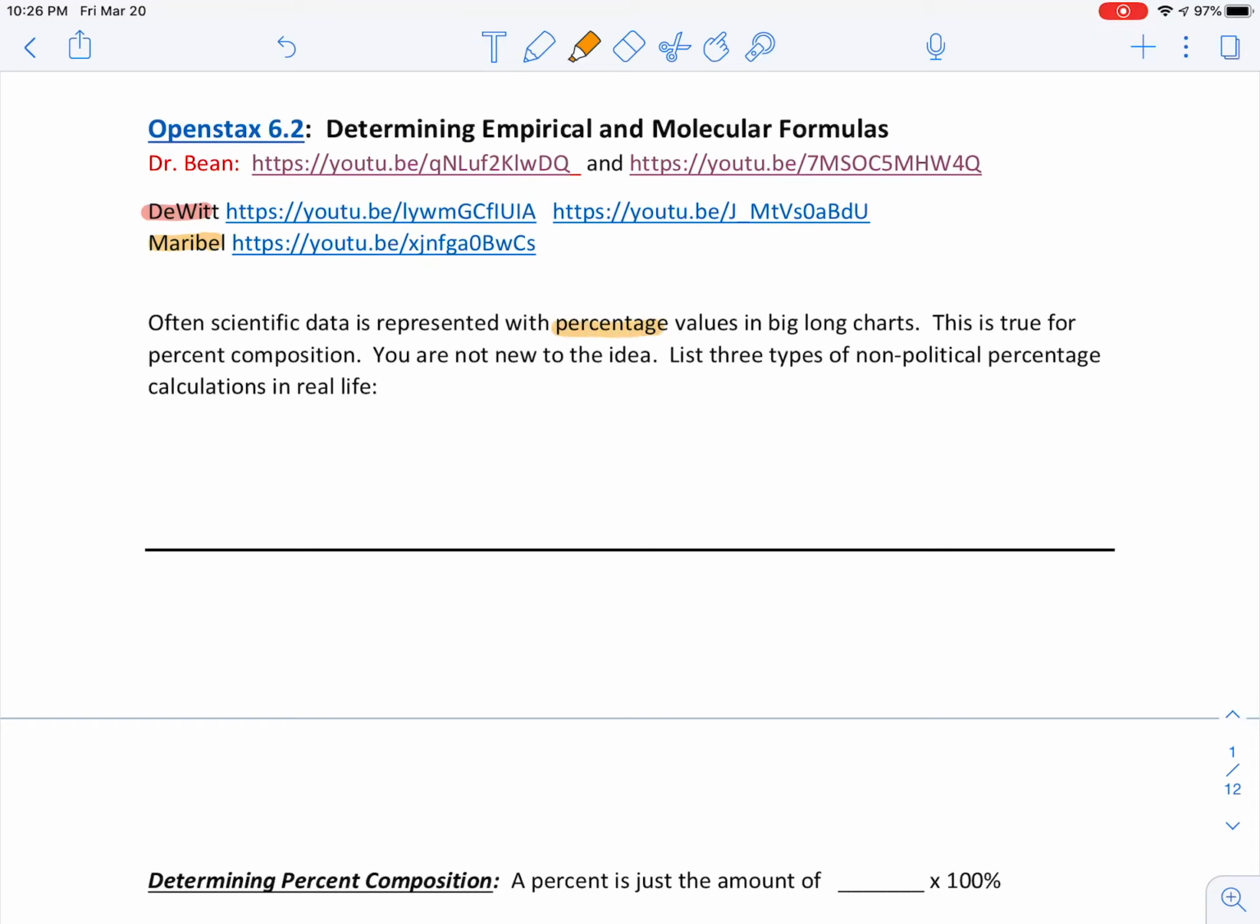Okay, so scientific data is often given using percentage values. Now, this is true for percent composition, which is what we're about to talk about. This is just a reminder, this is not new to you, because y'all know I like to say non-political things, right? So non-political percentage calculations. You guys use these in real life. So usually at this point I would stop and I would say, what's a percentage you use in real life?